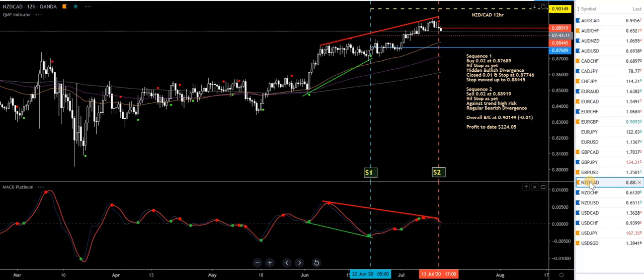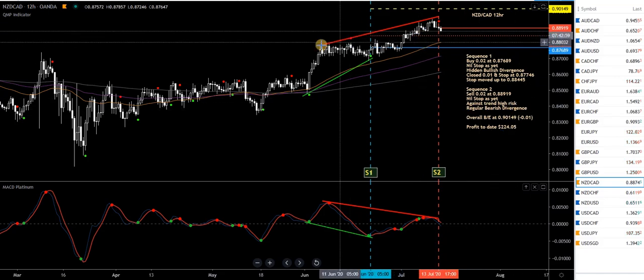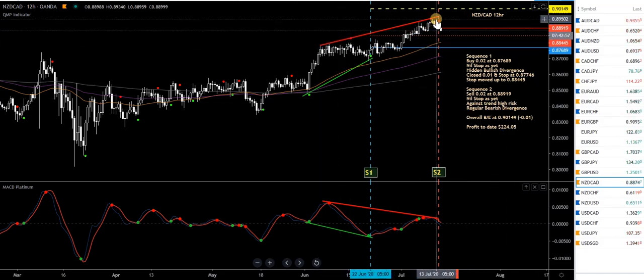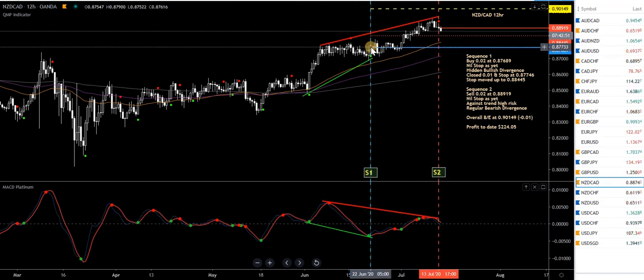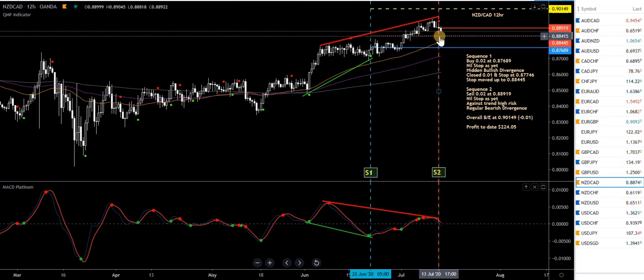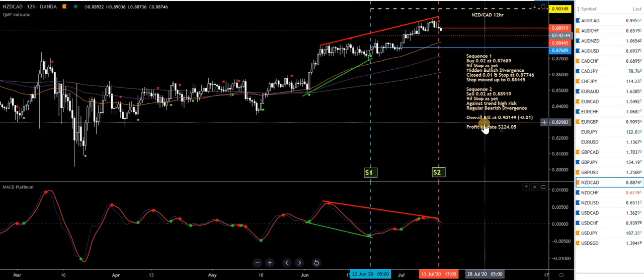New Zealand CAD. Where's my notes? Sell. Took a sell at 4 p.m. this afternoon. You've got nice regular bearish divergence, as you can see on the higher highs on price and lower highs on the MACD Platinum. MACD Platinum's just above the 0 level, which is good, but I'm in a buy still from here. Stop in place for the buy there. It's heading down to that quickly.